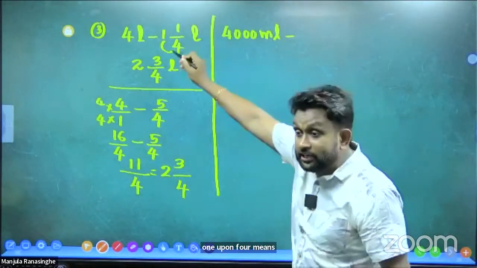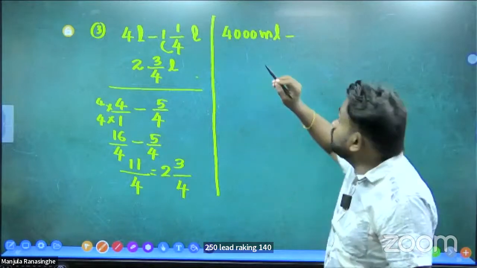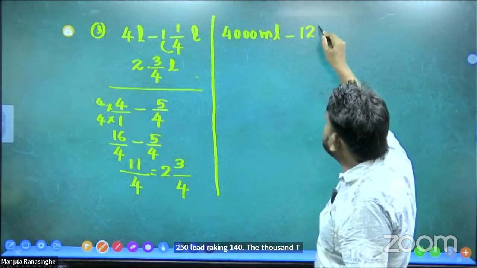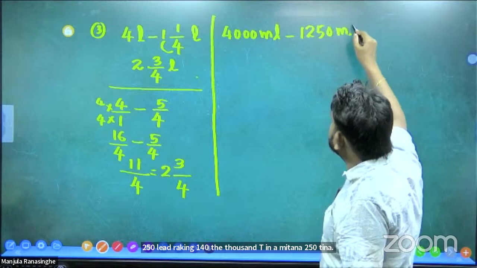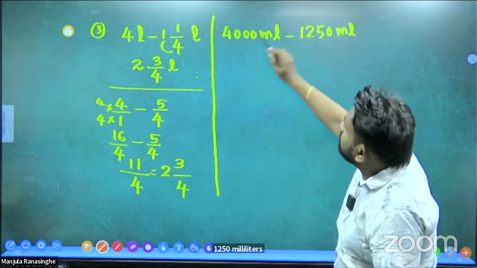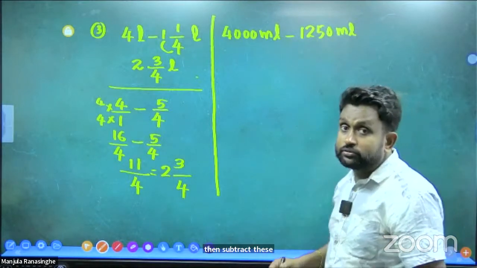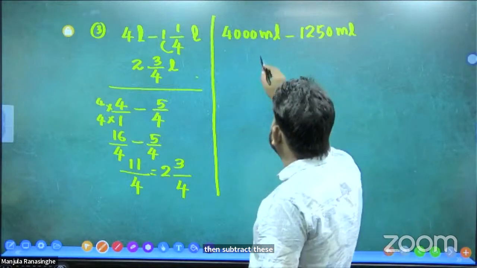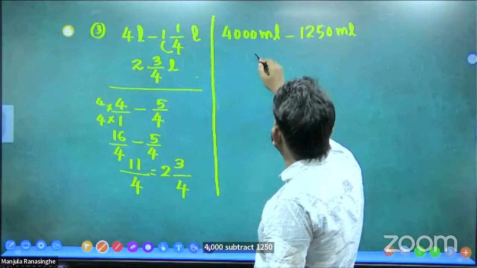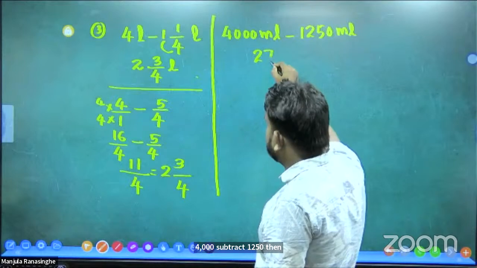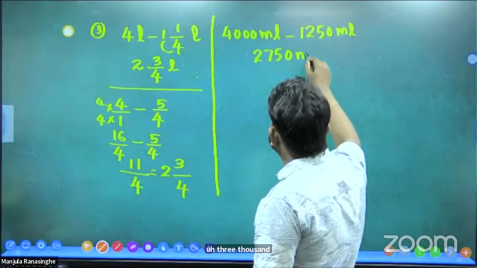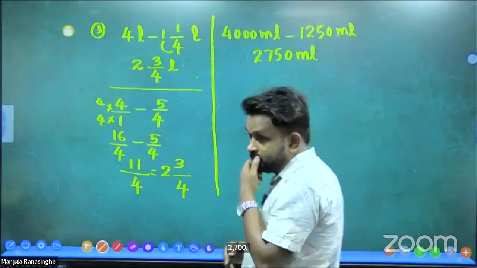So here there is 1,000 and 250, altogether 1,250 milliliters. Then subtract: 4,000 subtract 1,250, then 3,000... 2,750 milliliters. That is also acceptable.